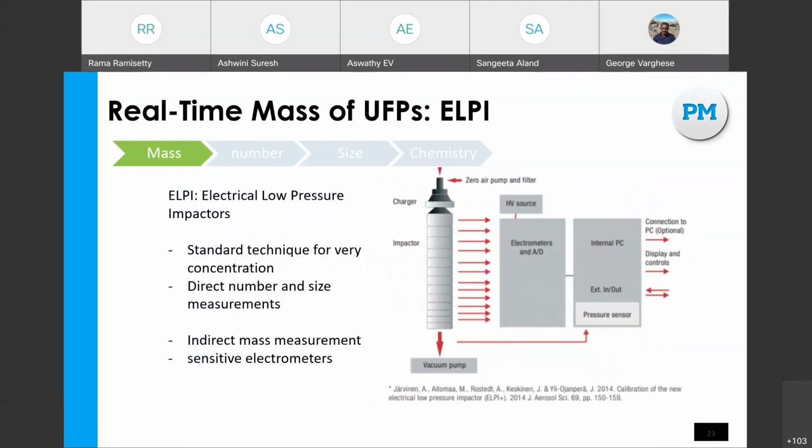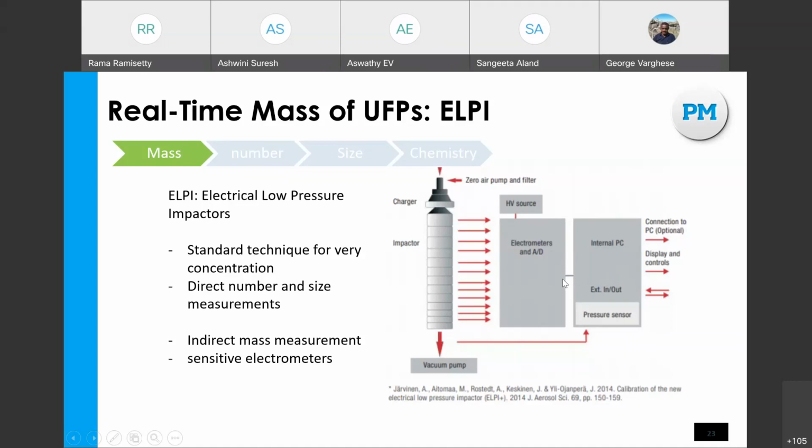We have another technique. Sorry, it's an indirect technique based on the electrical low pressure impaction method. In this, we have impactors at many different stages, from 1 nanometer up, 10 nanometer up to 10 micron or so. Each of these impactors is connected to a Faraday cup. The Faraday cup basically measures the charge on the particles, which means it counts the particles and then converts that into mass. This is indirect, which is why we call it an indirect mass measurement method.